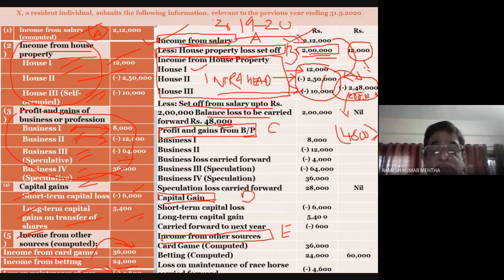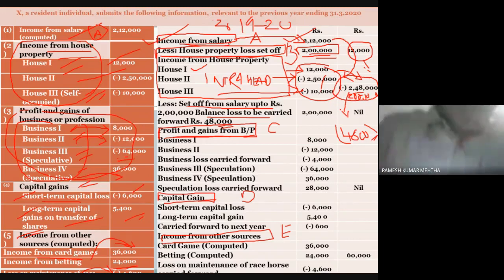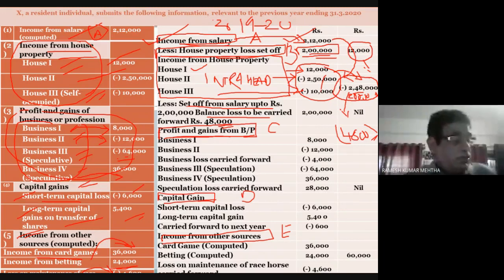Now next one, business loss. Let's find out income from business, that is, profits or gains from business or profession. Let's solve the problem. In this case, there are four businesses: business one, business two, business three, and business four. Business one is a non-speculative business, business two is a non-speculative business, business three is a speculative business, and business four is a speculative business.